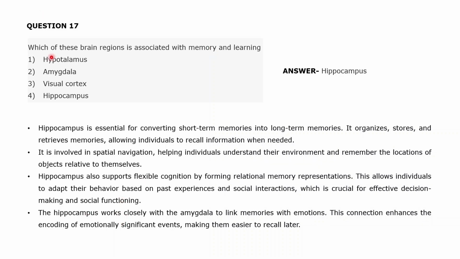The amygdala also has some function, but the important function of memory and learning is done by the hippocampus rather than the amygdala. It closely works with the amygdala to link memory with emotion, and encoding emotionally significant events makes it easier to recall things later from the memories stored within our brain. So this is the answer. Which part of the brain is associated with memory and learning? The answer is hippocampus. Does anyone have any doubt?